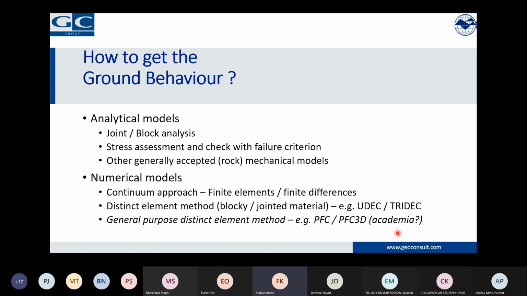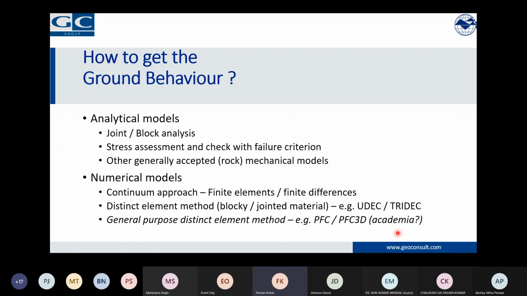So there are analytical models which start with the joint or block analysis, with stress assessments and checks against any failure criterion, like Mohr-Coulomb or a Hoek-Brown model, and other generally accepted rock mechanical models, because it can be any mechanical model which is generally accepted. And then come the numerical models, which are nowadays very popular and widely used.